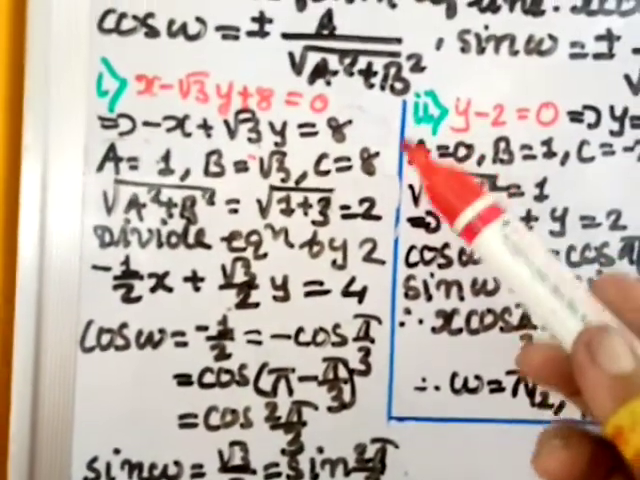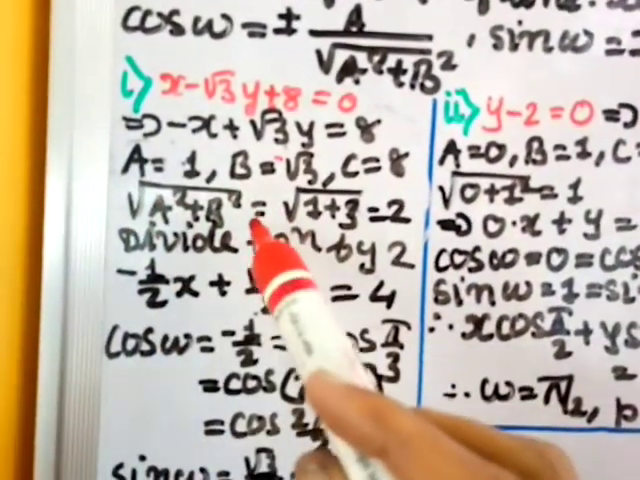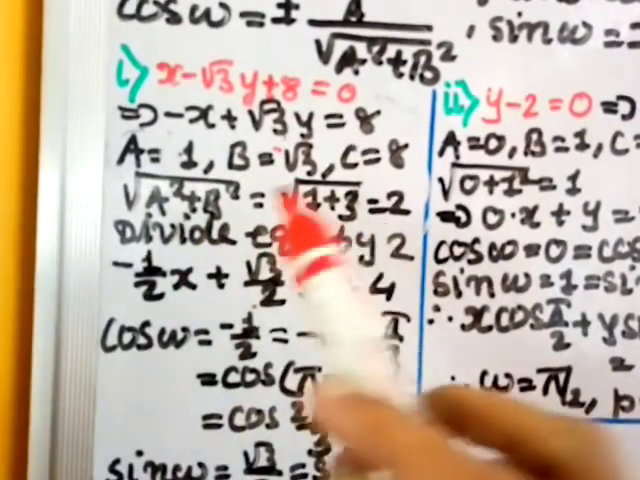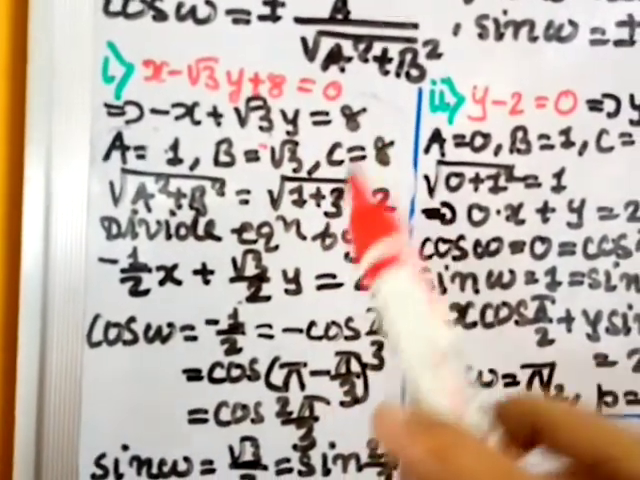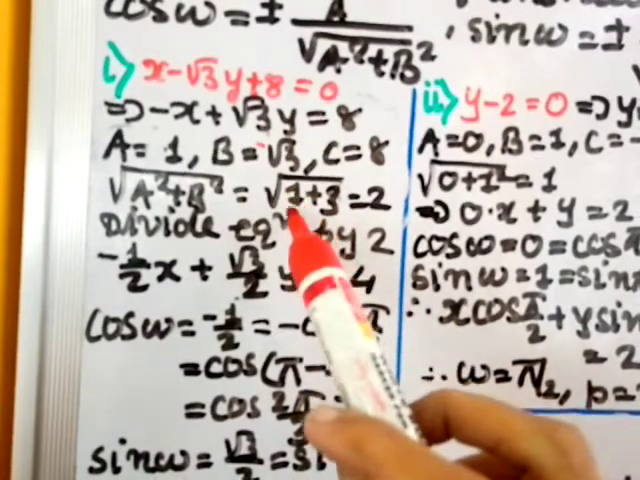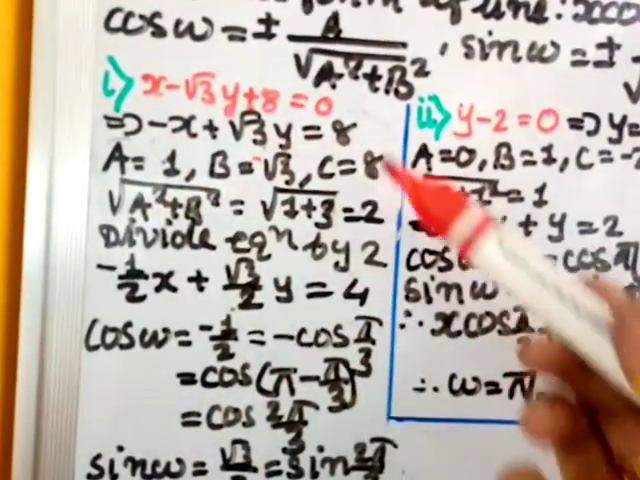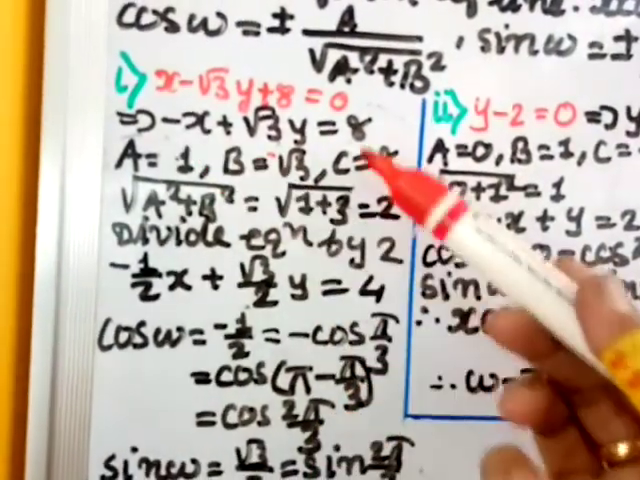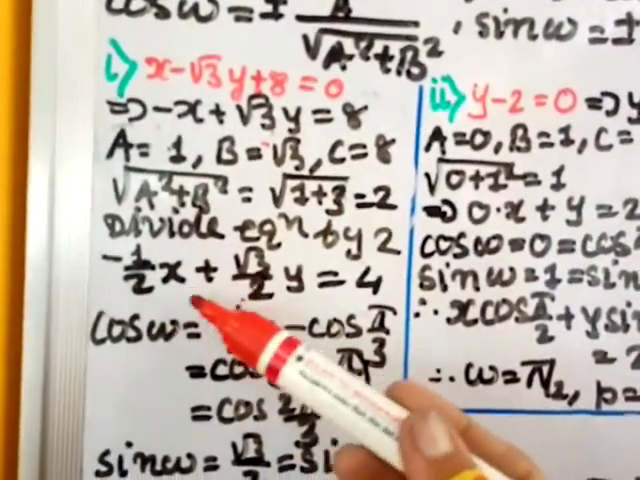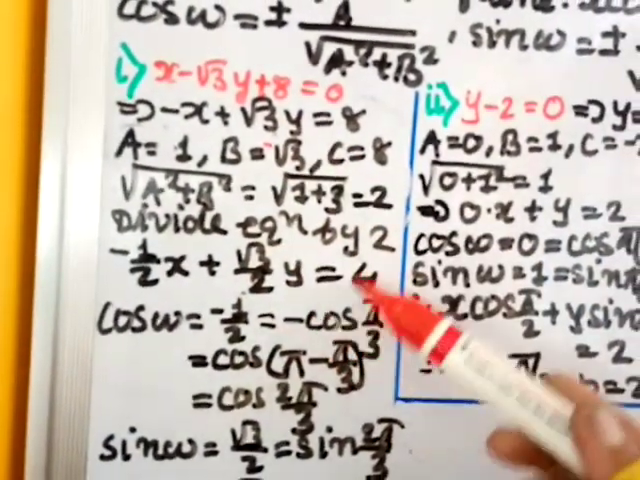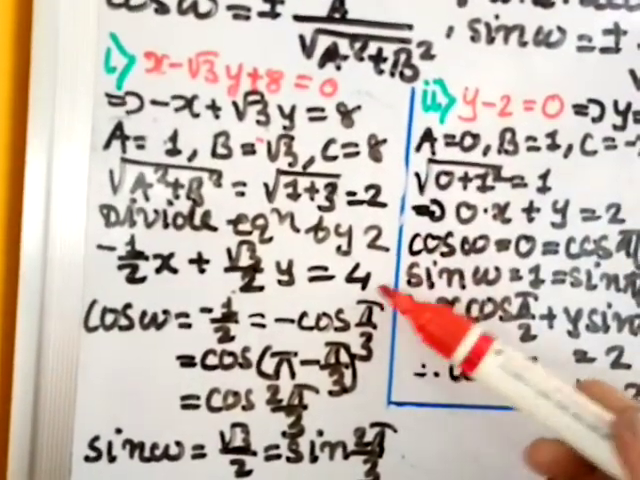Square root of a square plus b square. So first I'll find the square root of a square plus b square. So 1 square is 1 plus minus root 3 square is 3. So 3 plus 1 is 4 and the square root of 4 is 2. So that value is 2. Now divide this equation by 2. So when you divide this equation, you get minus 1 by 2 x plus root 3 by 2 y equal to 8 by 2, so that is 4.